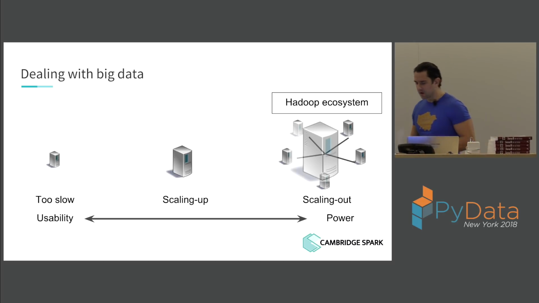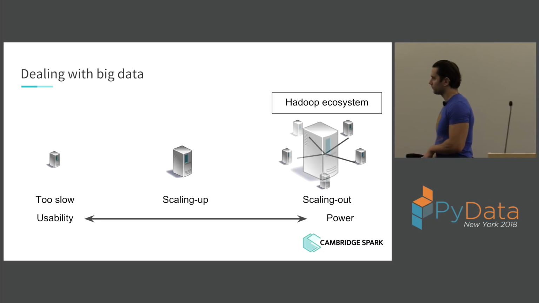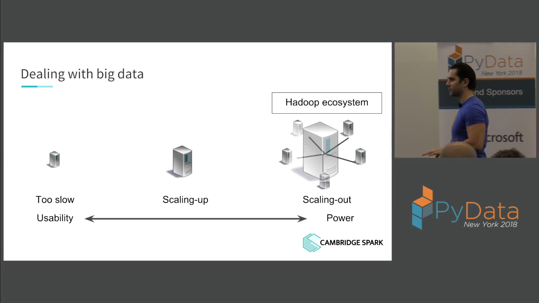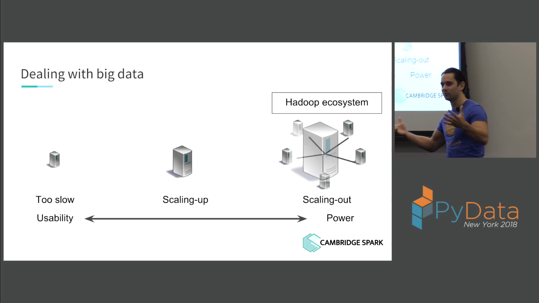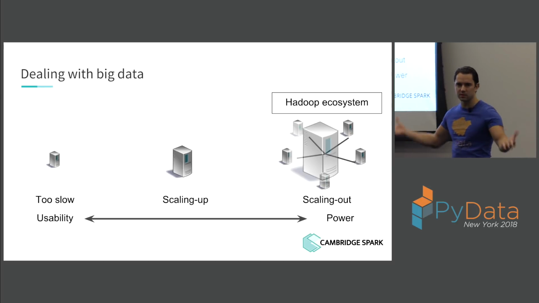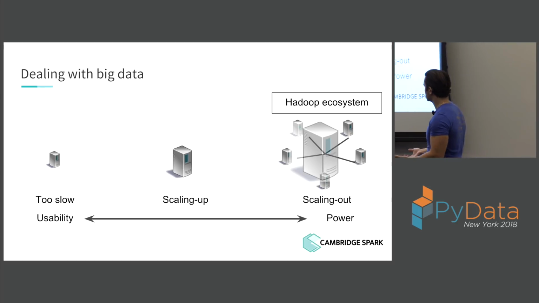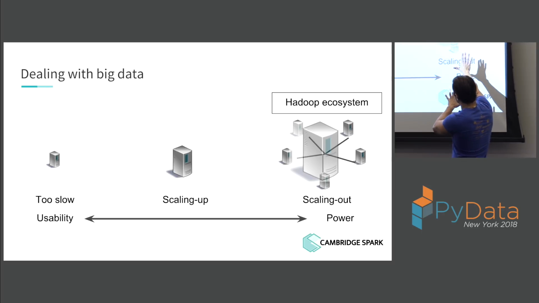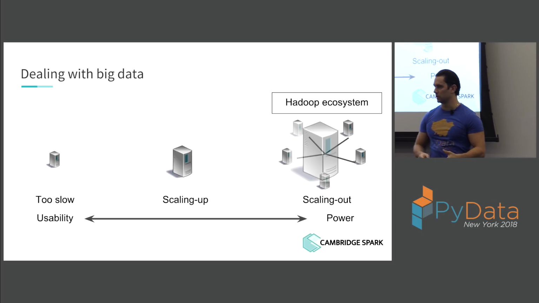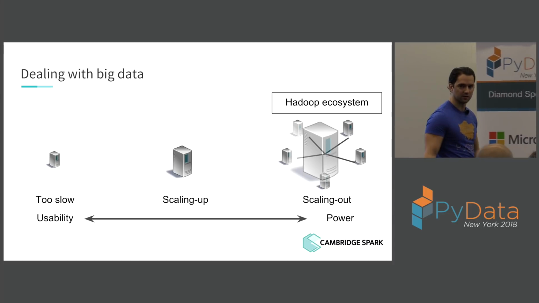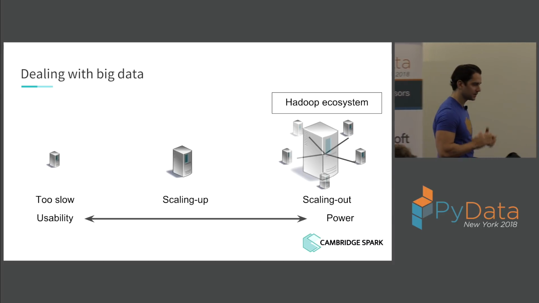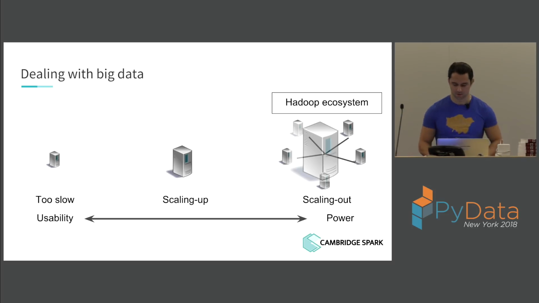So where does the Hadoop ecosystem come in? Wouldn't it be nice if we had the best of the two worlds, like usability and power? That's kind of what we'd love to have. So what the Hadoop ecosystem is all about is a set of technologies that gives you the illusion that you're working with one machine or one unified interface, but under the hood, you have a distributed system. All right? And that's the only thing the Hadoop ecosystem is about.